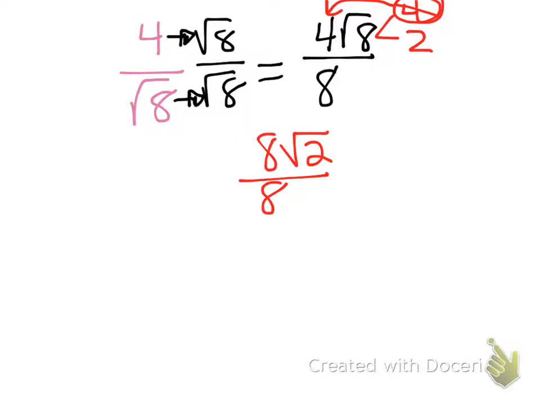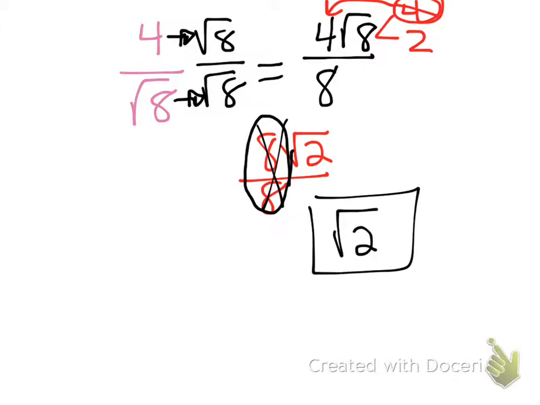And now I just need to check to see if this can be simplified. And it can, because these numbers on the outside. Notice that I always put my denominator under that number. That way it's easy for me to tell if they can be simplified or not. And 8 over 8 does simplify because that's just 1. And so our answer here is just square root of 2.